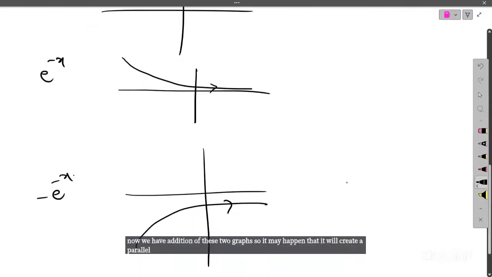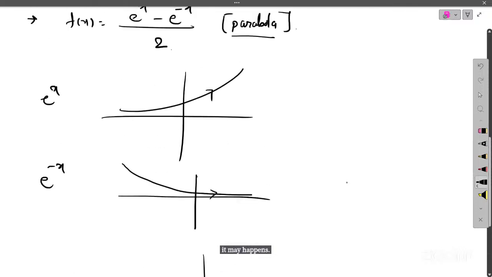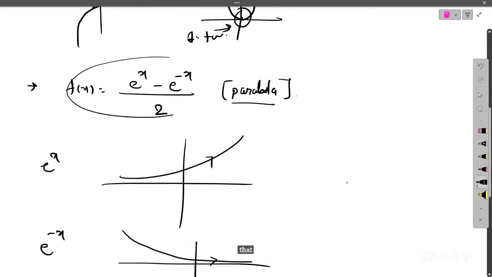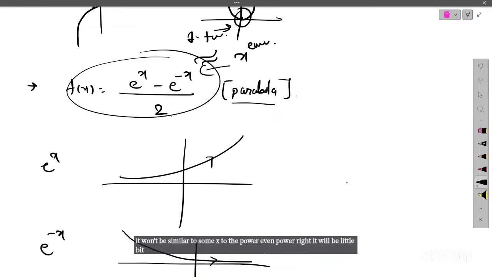We don't know. It may happen that it creates something that looks like a parabola, but it's not exactly a parabola. The values are different. It won't be similar to x to the power of some even power. It will be a little bit similar, but it's not exactly the parabola. So what's your doubt here? It can happen that this looks like a parabola.